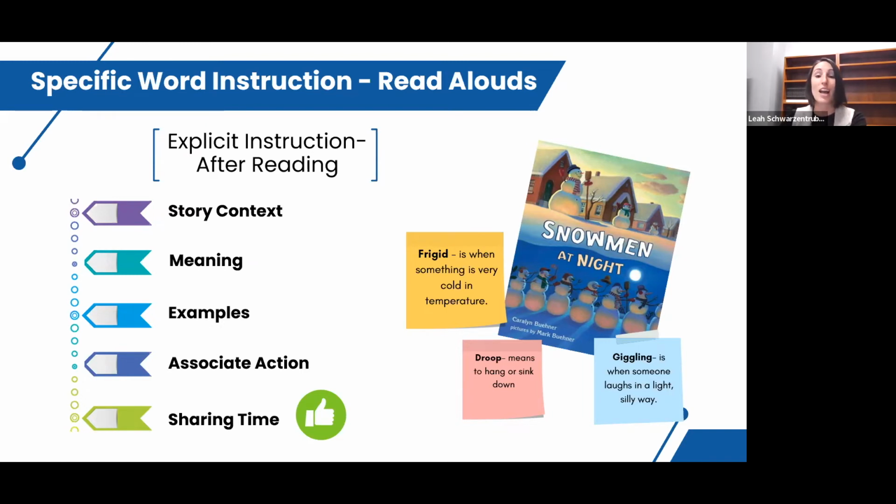We then associate an action with that word. Let's pretend that we feel frigid. When we are frigid, we would shiver and feel cold in our entire body. If an object is frigid, it would feel very cold to the touch and would maybe freeze other things nearby. Finally, we offer sharing time. I'd like someone to tell me about a time when they felt frigid.